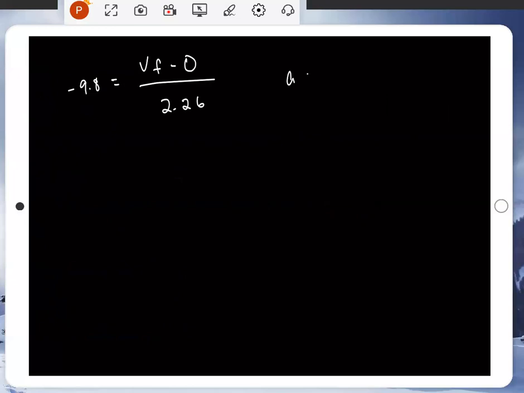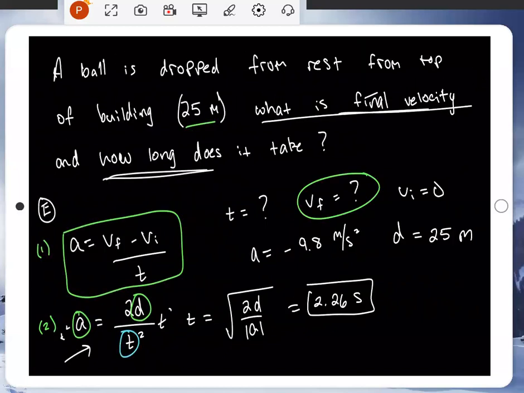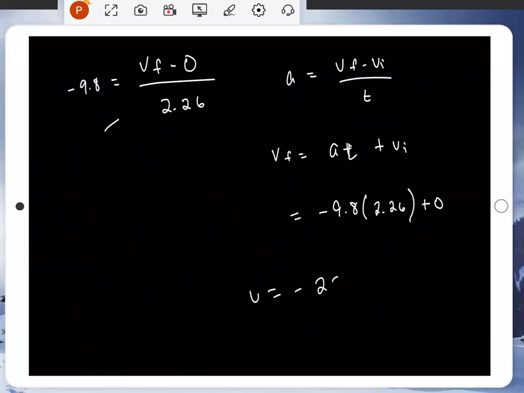Or you can solve for the first thing. Usually we do that. So it would be solving for VF. You would have this, right? A T plus VI, which is minus 9.8 times 2.26 plus 0. But of course, that's the same thing over here. So 9.8 times 2.26 minus 9.8. And this is when you would want to use that minus sign, because they ask, what is the final velocity? Now we have a minus sign because velocity is a vector and it points straight down. That's what the minus sign tells us.